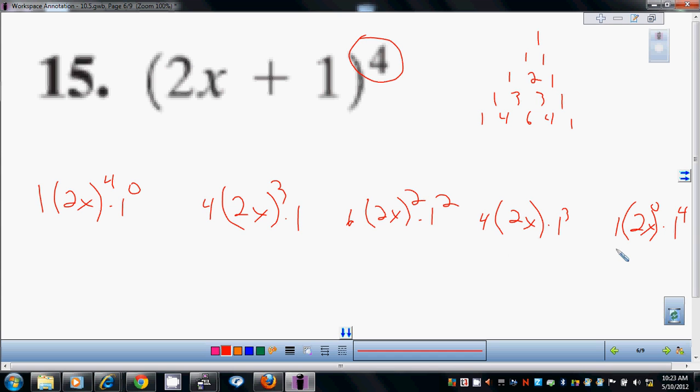Now, if you don't believe that you can do this, by all means, FOIL that 4 times, but you're going to get the same thing. So now all you have left to do is do all the multiplication necessary and combine like terms.